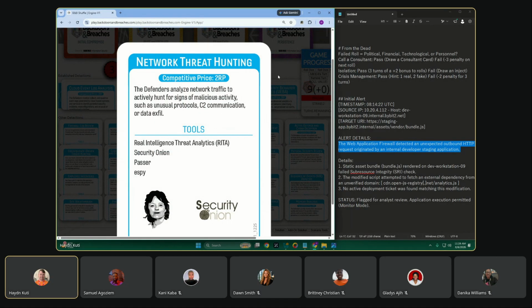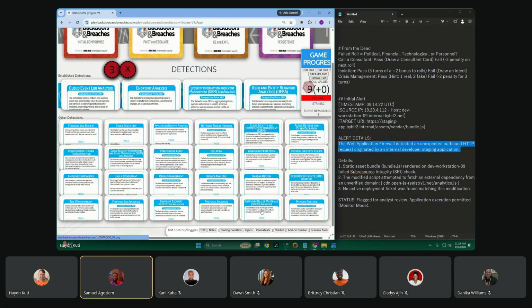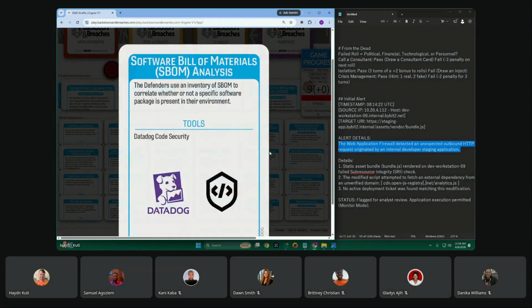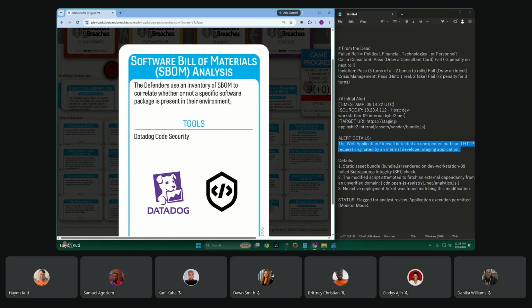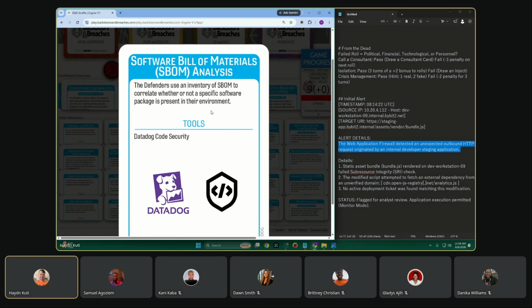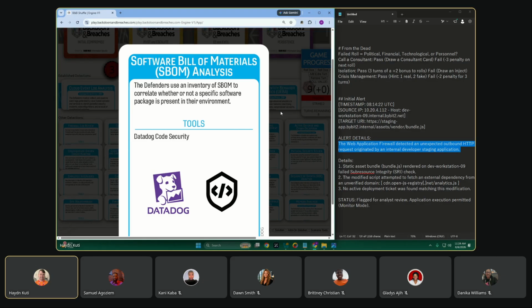What were you about to ask about, Simon? Yeah, I wanted to say about the software. Software, is it network analysis? Something software. Can we check that one out? Software bill of materials. Yes, exactly. Defenders use an inventory of SBOM to correlate whether or not a specific software package is present in their environment. With this one, we don't know any details yet. There's nothing here about any specific packages that we would want to be looking into.